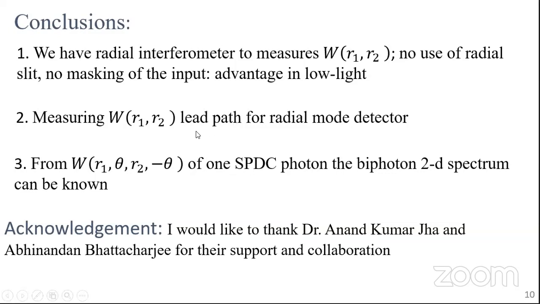The second thing is this W(R1, R2). If there is an unknown beam, and I know W(R1, R2), I can detect the p mode content of it, or the radial momentum mode content of it. So it can be used as a radial mode detector. And the third thing is, if we know W(R1, θ; R2, −θ), we can get the biphoton 2D spectrum. At this point, I would like to thank Dr. Anand Kumar Jha, my supervisor, and Abhinandan Bhattacharjee, my collaborator, for their immense support.